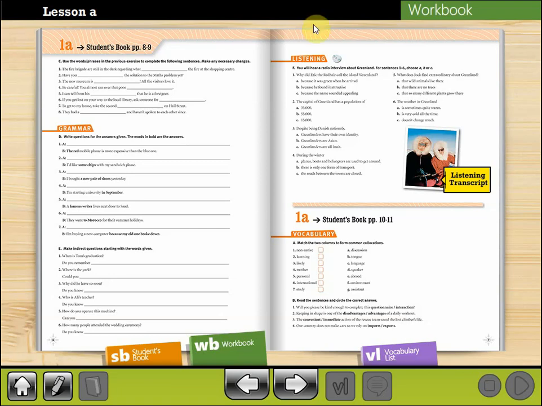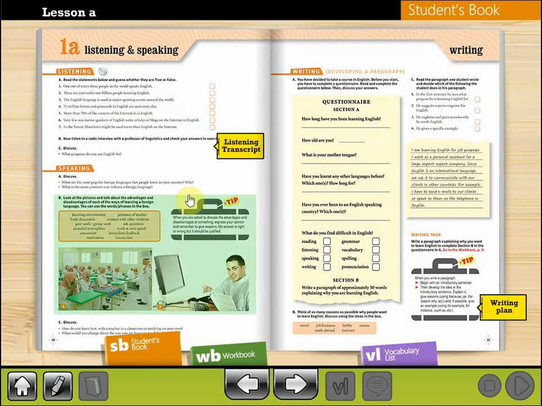Hello. In the previous homework, I believe we didn't talk about these exercises: direct questions and indirect questions, and making questions from, let's say, the subject and the object. What's the difference? Let's go back to the student book now.